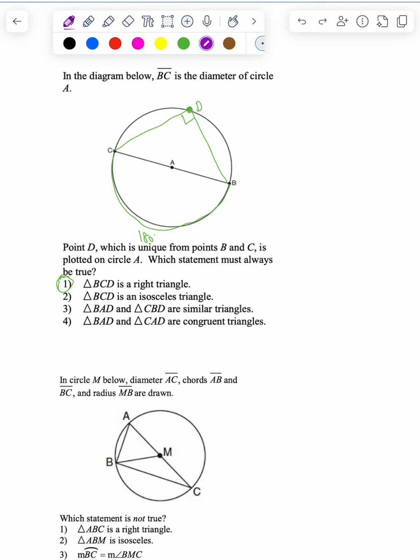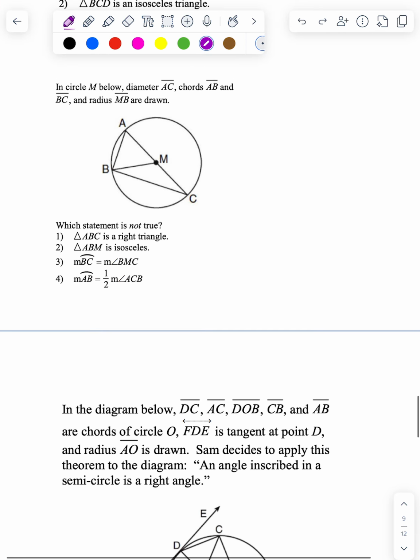And then BAD and CAD are congruent triangles. All we have is the reflexive property here. We don't really have anything else, so I can't say that about them. So the only one that you can definitively, without a doubt, know for sure is one. Triangle BCD is going to be a right triangle because there's going to be a right angle there.